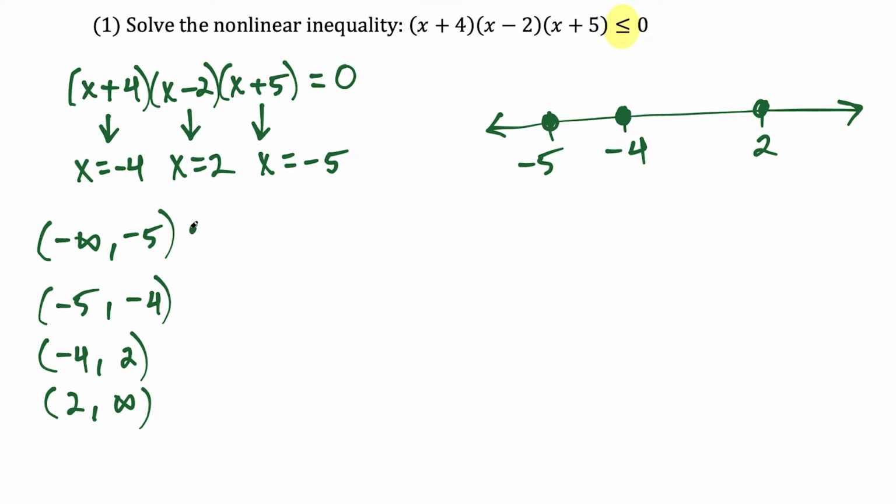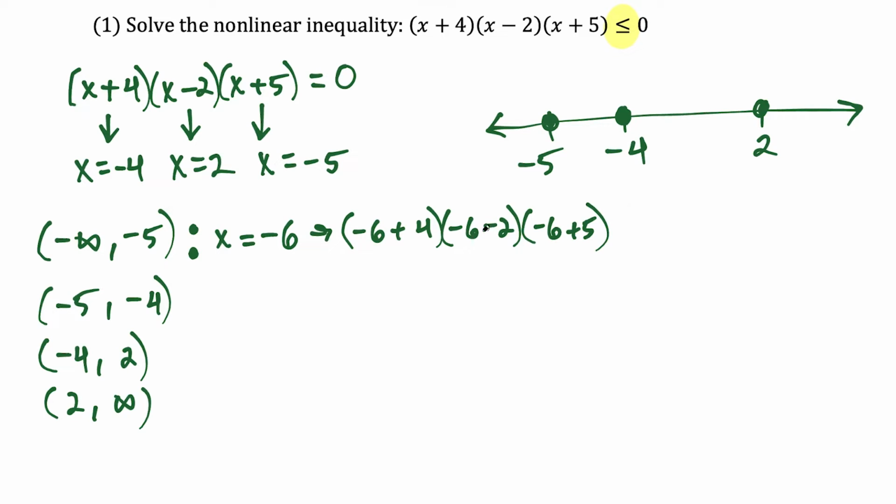So on this first interval, let's say we plug in x equals negative 6, something less than negative 5. We're going to plug this into the original inequality. So we plug in x equals negative 6. That's going to give us negative 6 plus 4, and then we're going to have negative 6 minus 2, and then we're multiplying all of that by negative 6 plus 5.